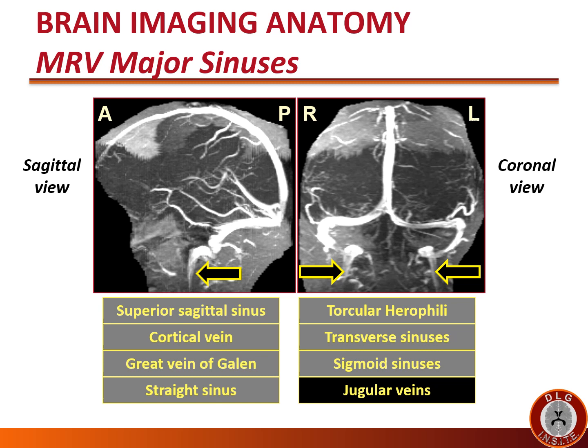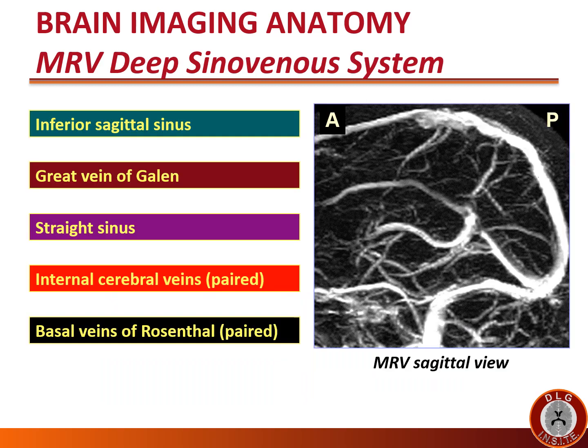The black arrows point to the jugular veins, which carry venous blood from the brain via the neck to the heart. We will now take a closer look at the deep sinovenous system on MRV. Can you identify the structures listed on this slide without the help of labels?